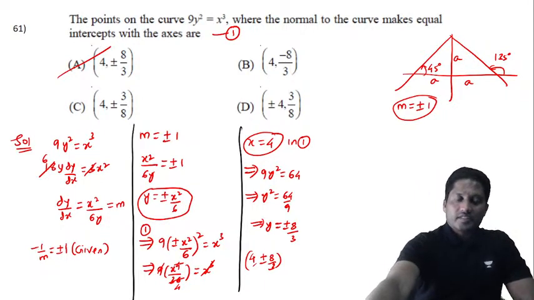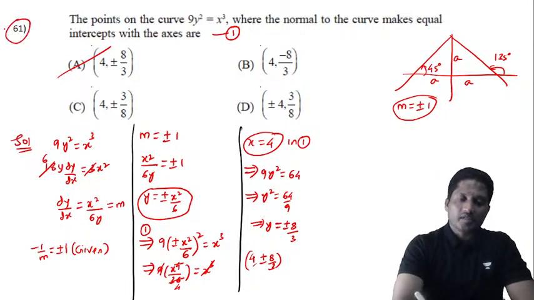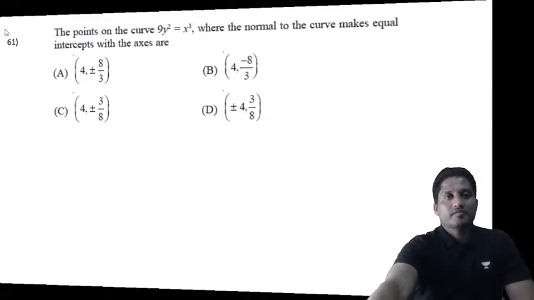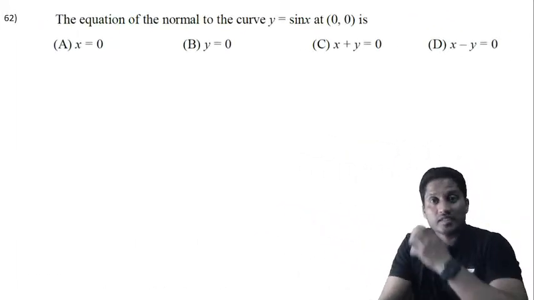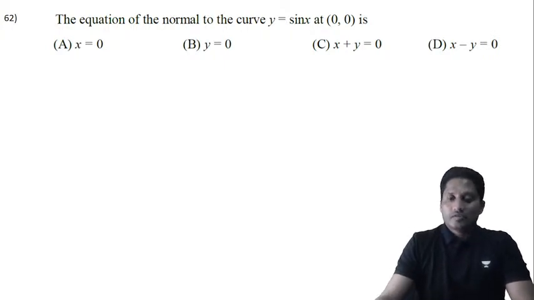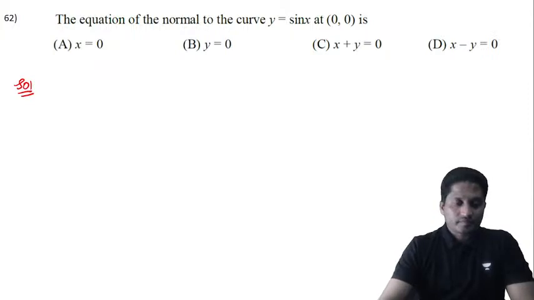Right, let's move to the next question. This problem is there in NCERT MCQ in applications of derivative. Question number 62. Equation of the normal to the curve y is equal to sin x at 0 comma 0. So obviously if you take 0 comma 0 and substitute, all the options will satisfy. Alright, I'll use tangents and normals.